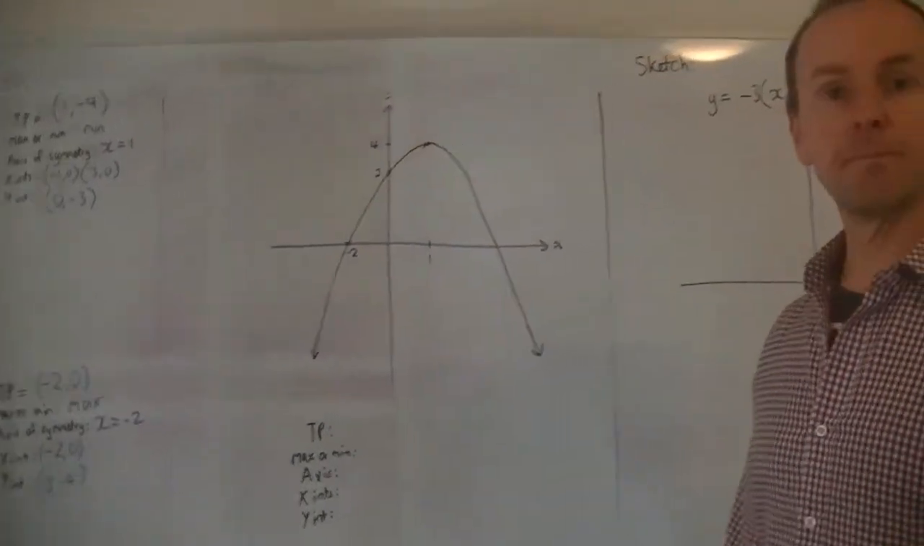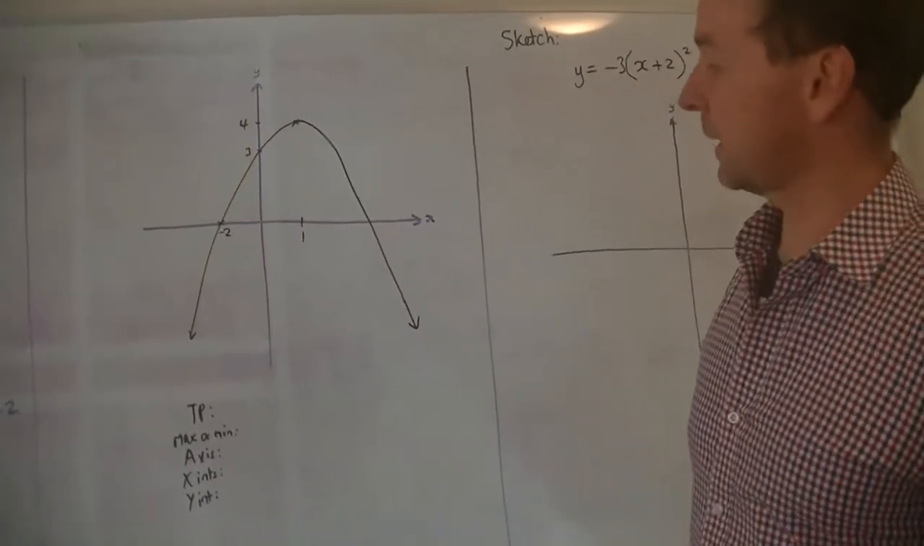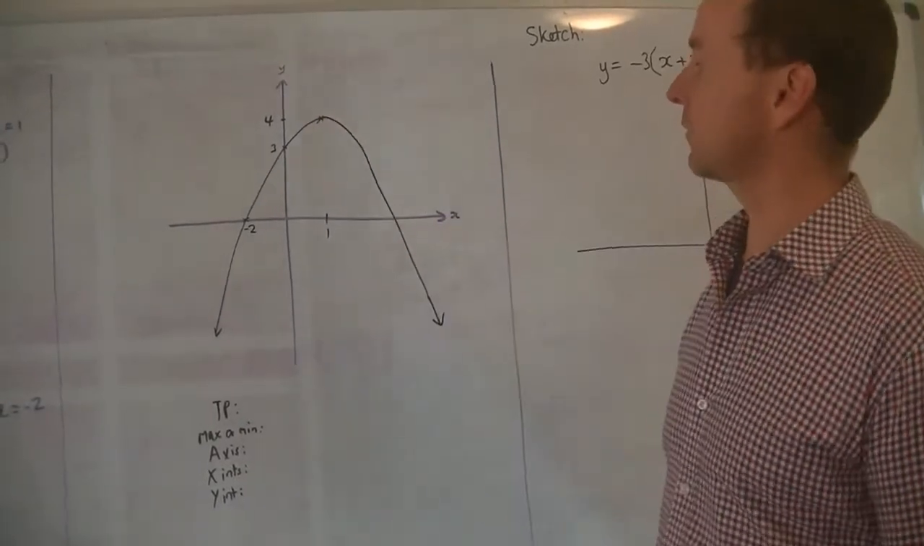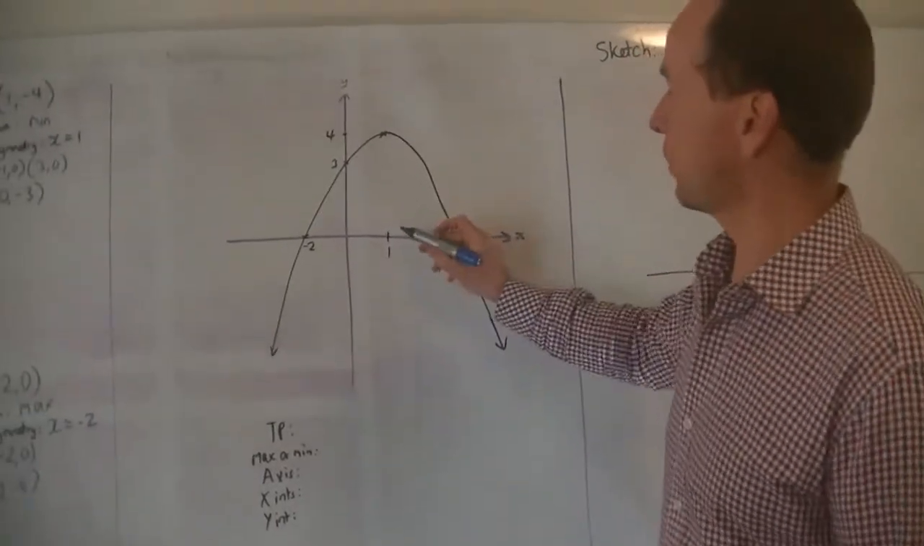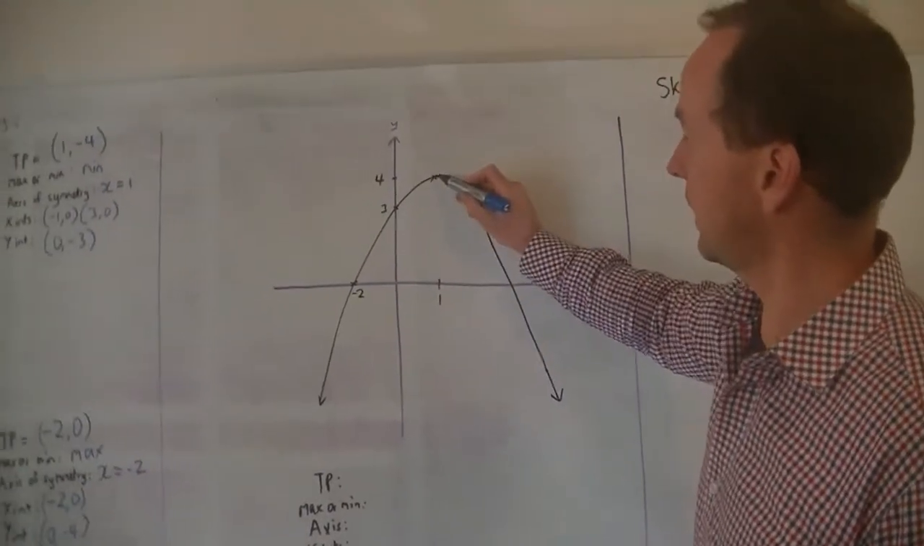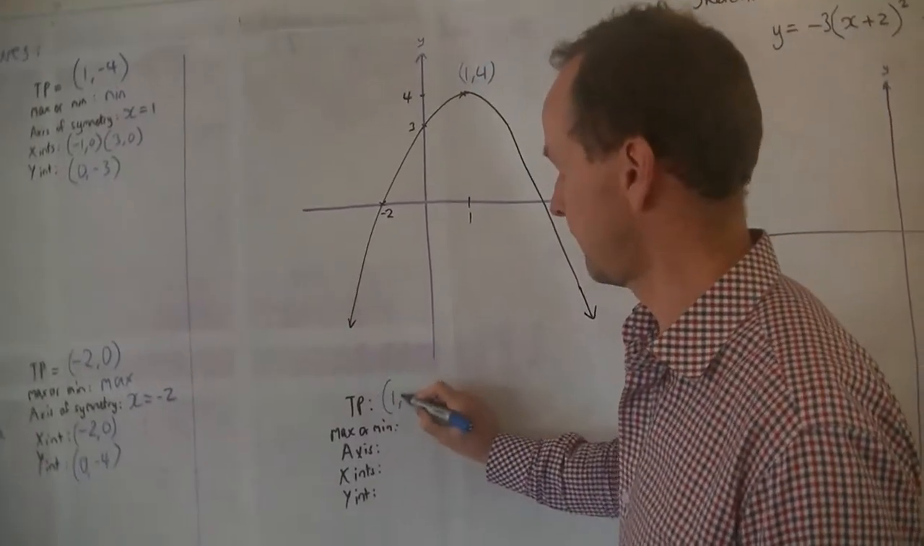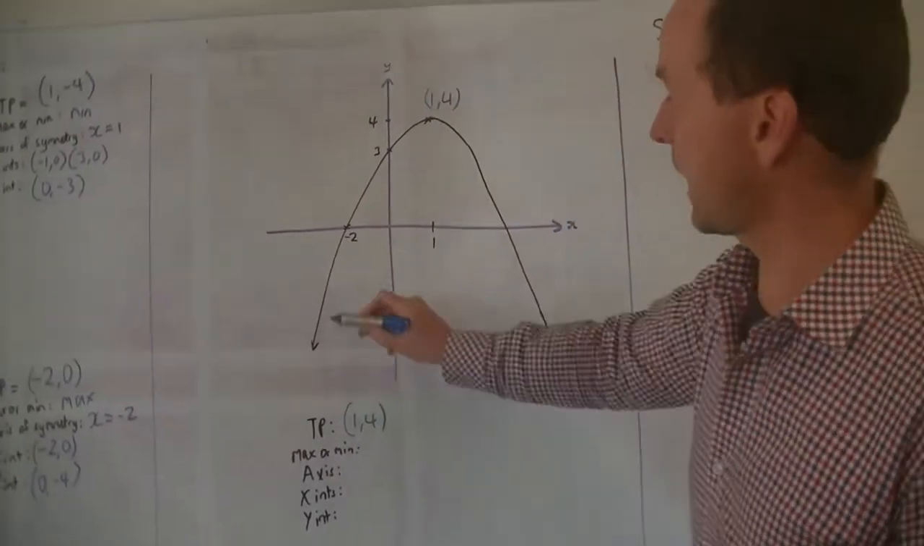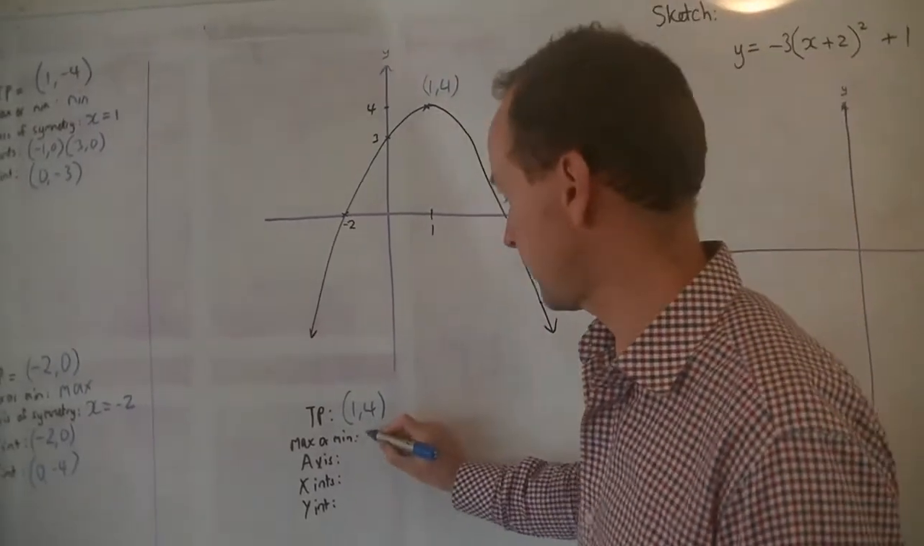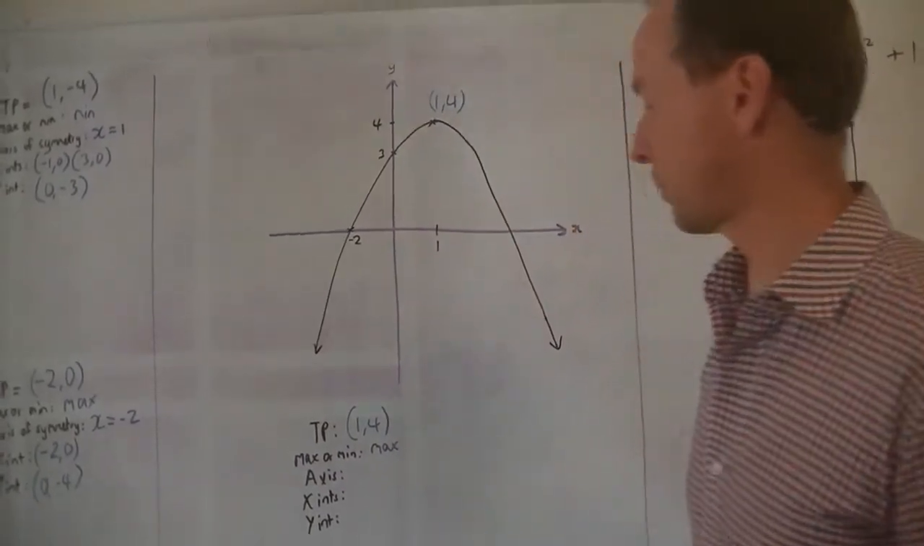Alright, now, I've made up this question here, and it's sort of similar to the last couple. So where's the turning point? So our turning point, we can see, is there. It's 1, 4. So I'm going to label it there. I'll write down the turning point is 1, 4. It's a maximum. So it's a maximum parabola.